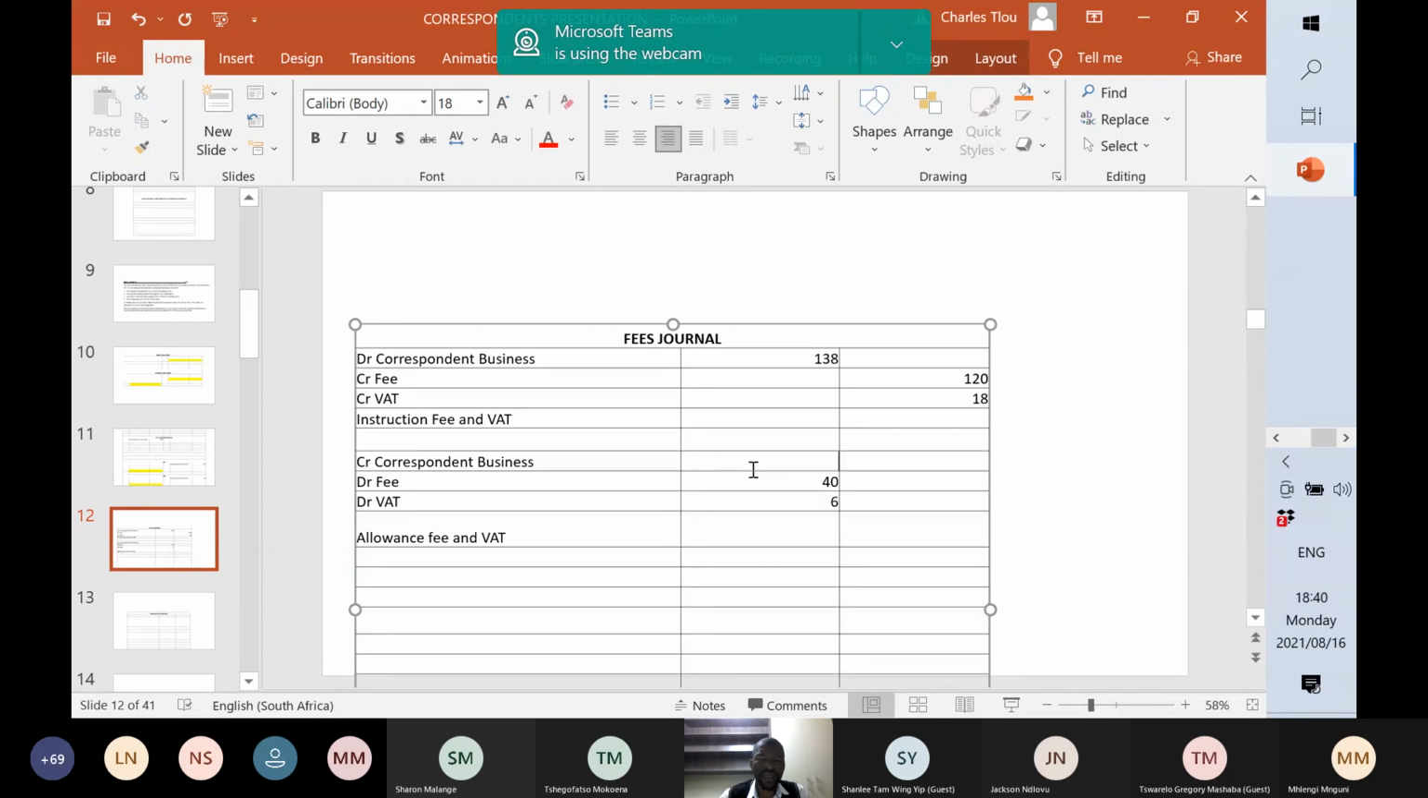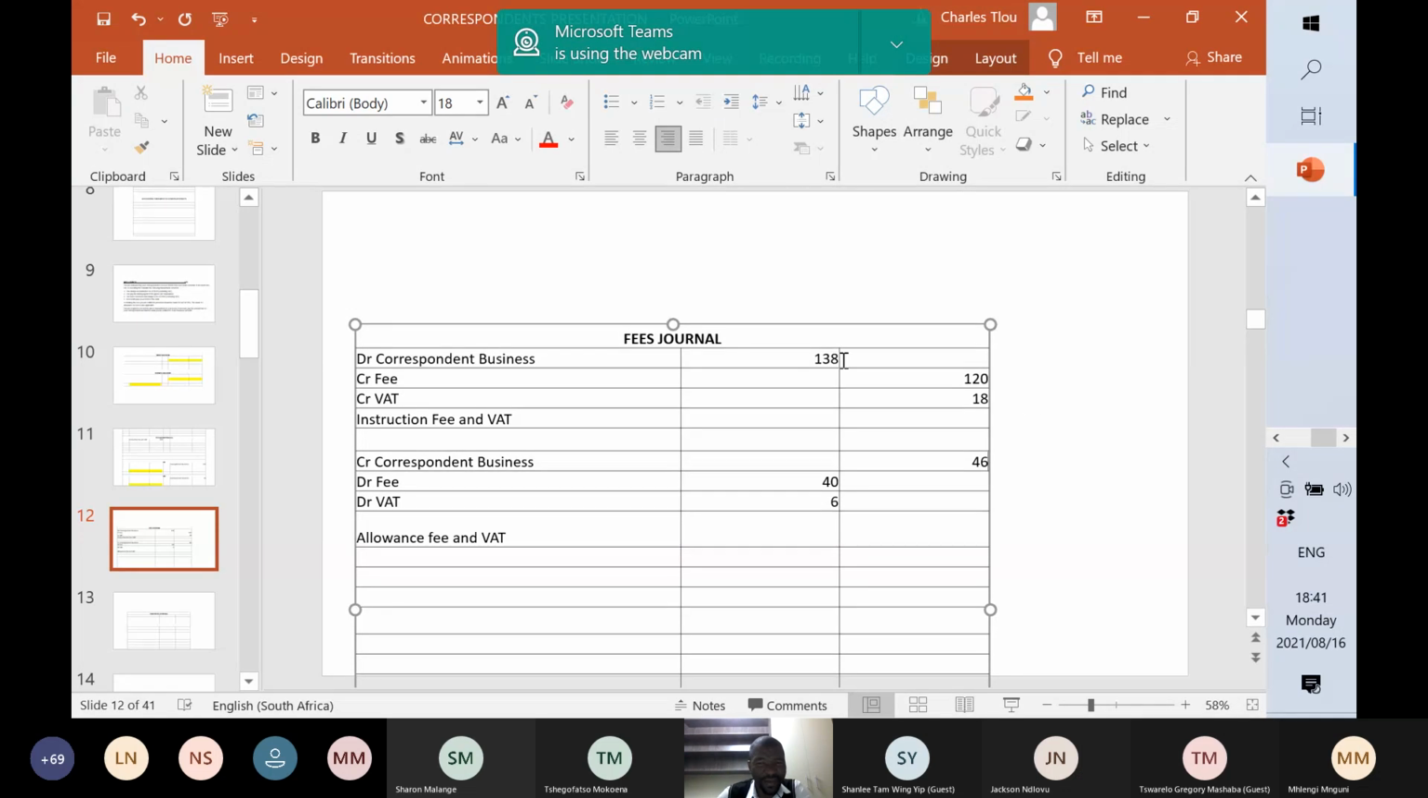Correct value there will be 6 rand, and now 40 rand plus 6 rand, that's what you credit correspondent business with, which is going to be how much? 46 rand. Correct. That will be 46 rand. That is how you give the allowance.